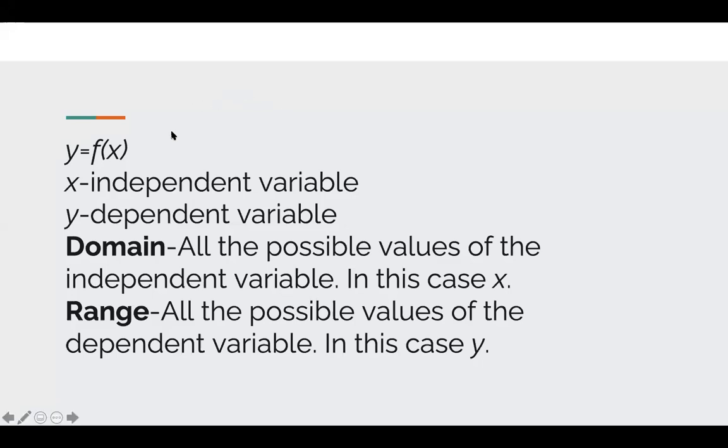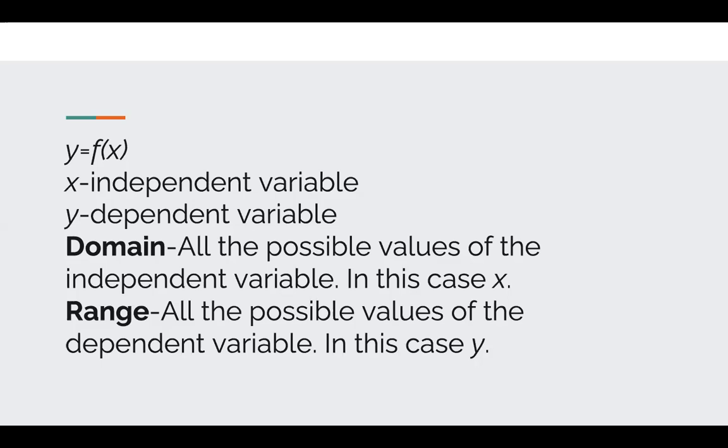So let's say we have a function y equal to f of x. We have x as the independent variable and y, because it's a function of x, is the dependent variable. And the easiest way to explain domain would be what are all of the possible values of the independent variable, in this case x, and what would be the range is all of the possible values for the y value, which in this case is the one that is dependent.